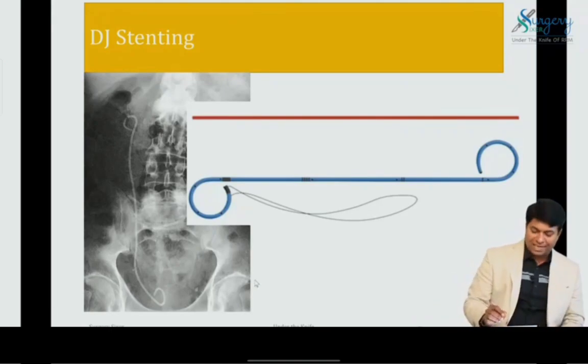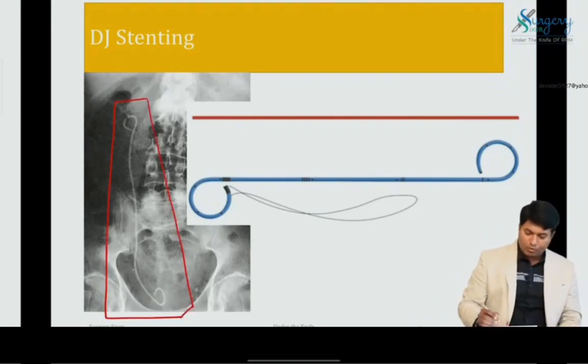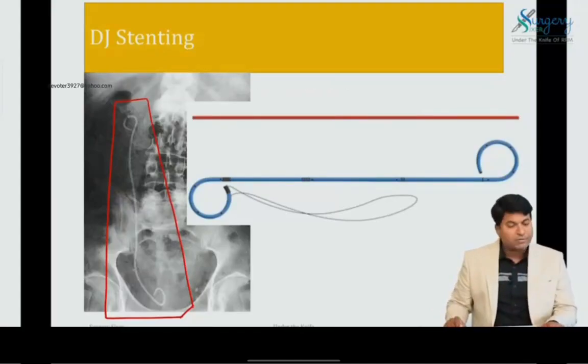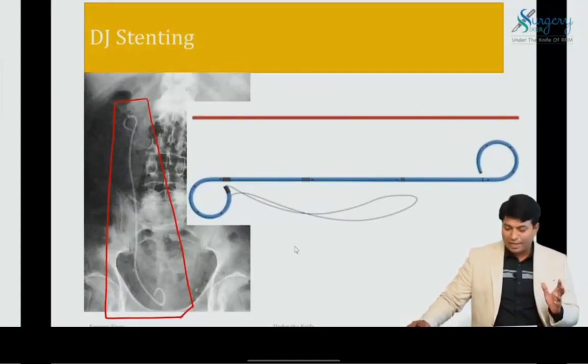After Dormia basketing, we put a double J stent inside. So a double J stent will be inserted. This is the method of removing the renal stones. Renal, ureteric, and bladder stones we have discussed.